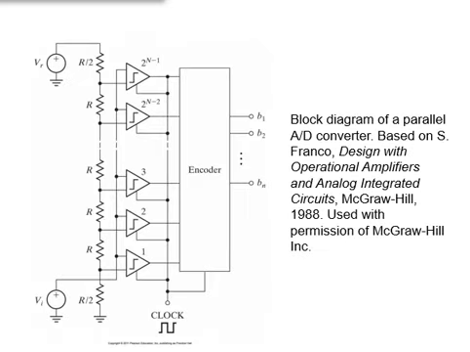This slide shows the block diagram of a parallel AD converter. Parallel converters require a large number of components, but modern high component density chip technology has made them practical. Parallel converters are commonly used for applications where 8-bit resolution is adequate. They are also available with 12-bit resolution but at a higher cost.